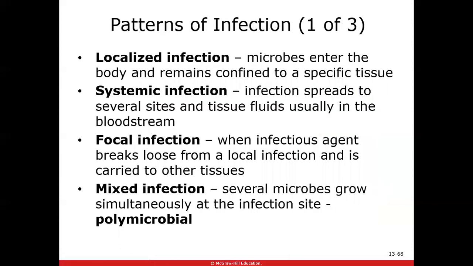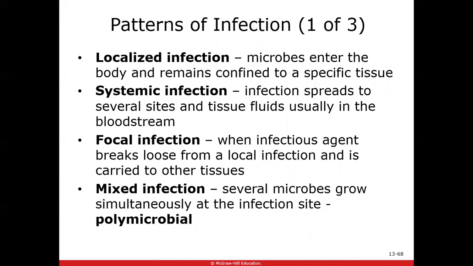So the patterns of infection, you can have localized infection. So the microbes enter the body and remain confined to a specific tissue. That's localized infection. Then you can get systemic infection. The infection spreads to several sites and tissue fluids, usually in the bloodstream or through the bloodstream. That's where you get systemic. Then you get focal infection. That's where the infectious agent breaks loose from a local infection and is carried to other tissues. And we'll get a chart that kind of shows these.